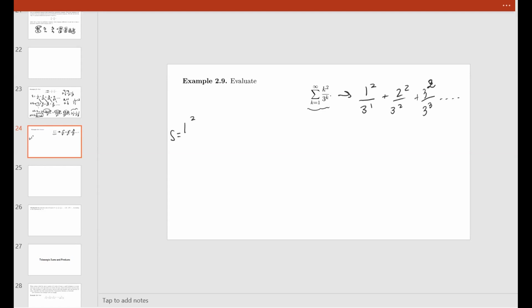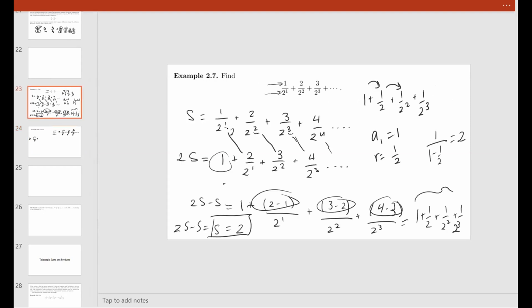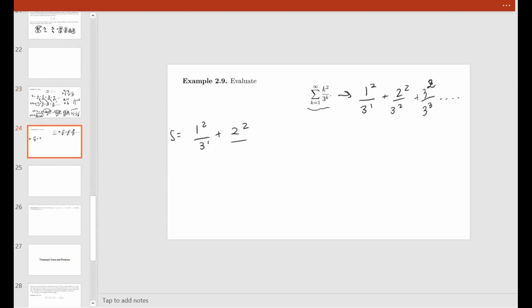S is equal to just writing out the first couple terms, 1 squared over 3 plus 2 squared over 3 squared plus 3 squared over 3 cubed, 4 squared over 3 to the 4, and so on. Again, we'll multiply s by the common ratio of the geometric sequence, which is 3. We get 3s is equal to 1 squared over 3 to the 0, which is just 1, plus 2 squared over 3 to the 1, because when we multiply this by 3, the exponent of 3 in the denominator gets reduced by 1.